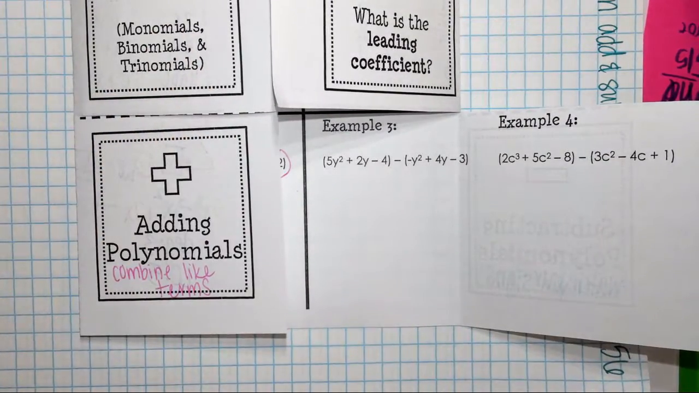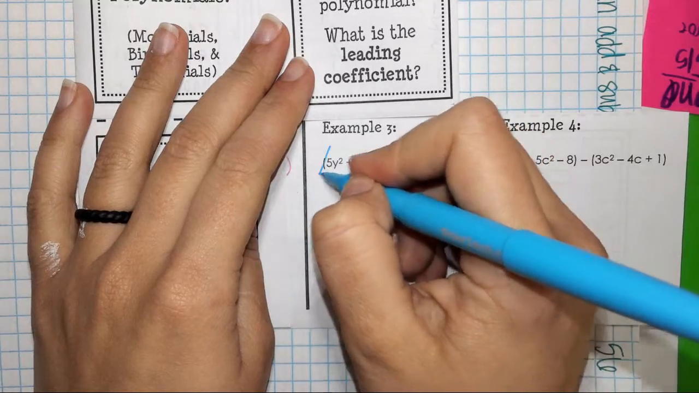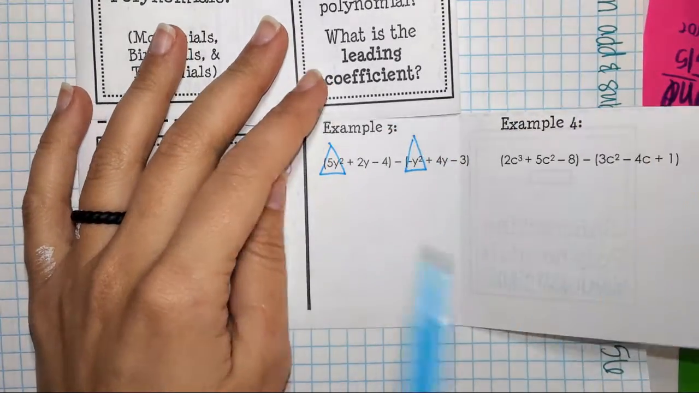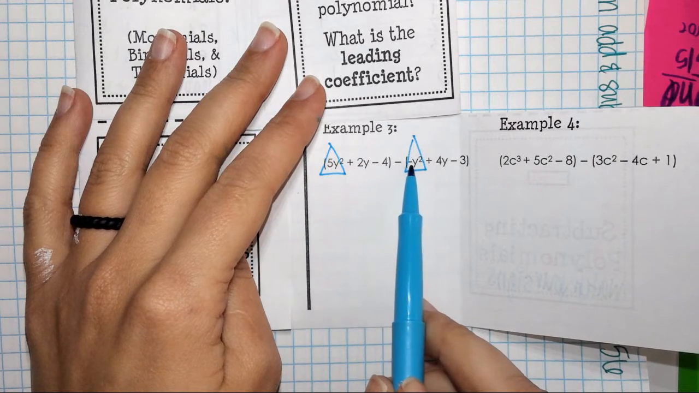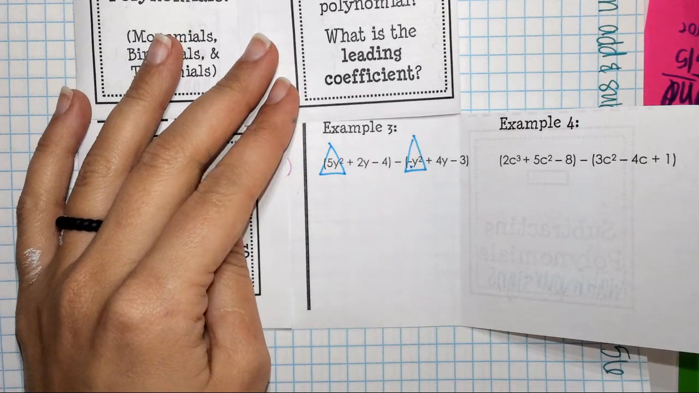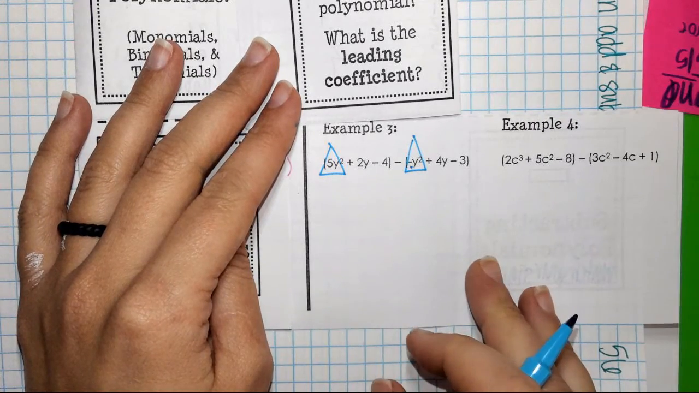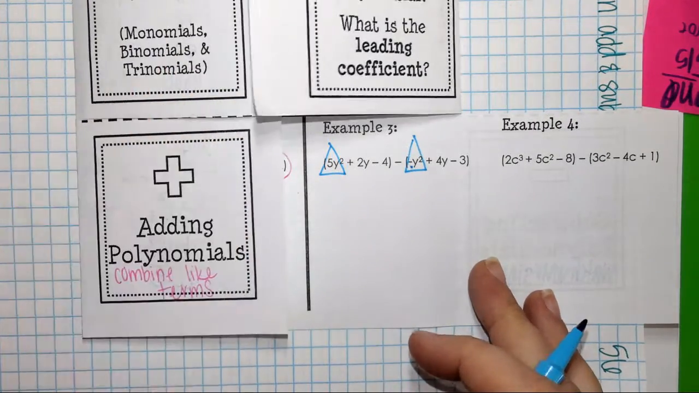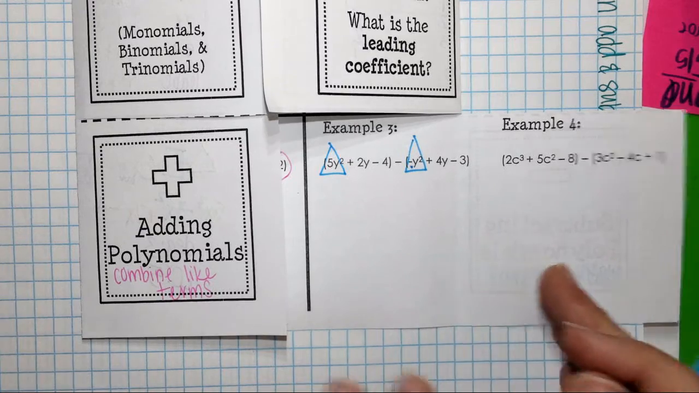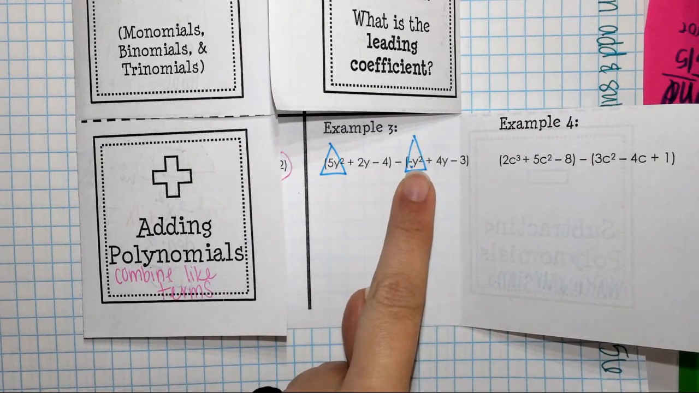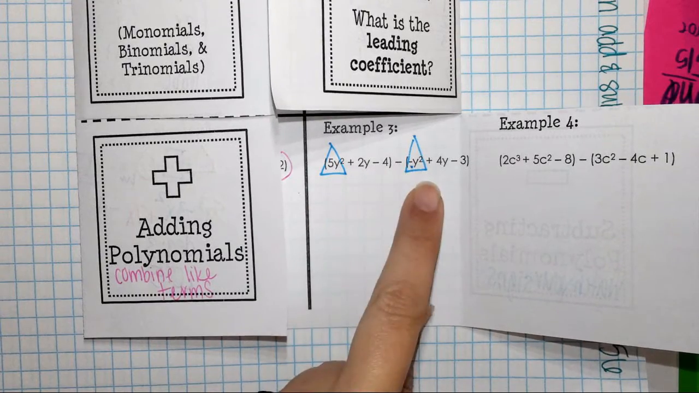Are we ready? We are ready. Alright, what are we going to match up with 5y squared? Negative y squared. Alright, and it's 5 minus a negative 1. What is 5 minus a negative 1? Guys, when you subtract a negative, what happens? You add. So what's 5 plus 1?